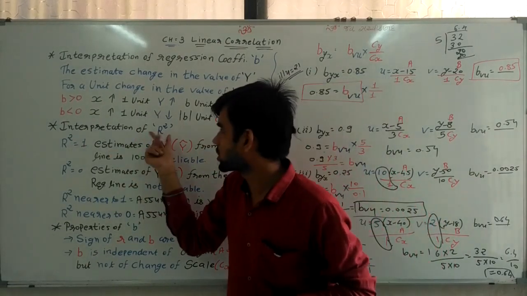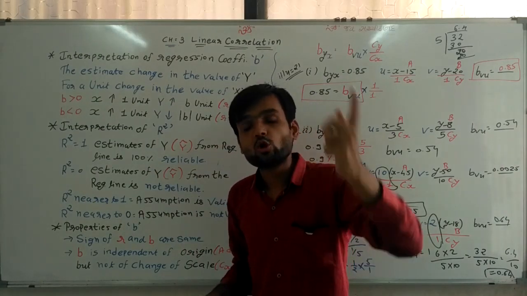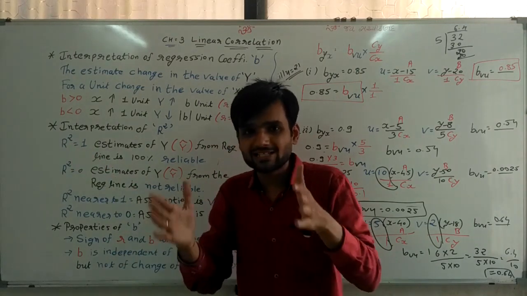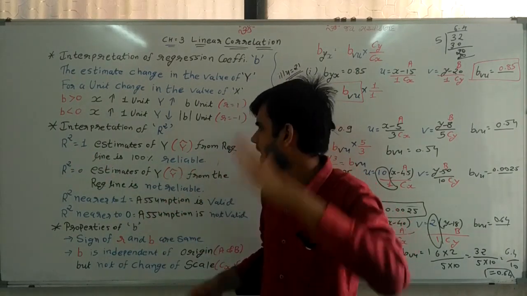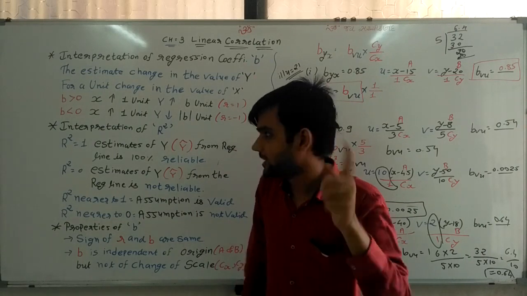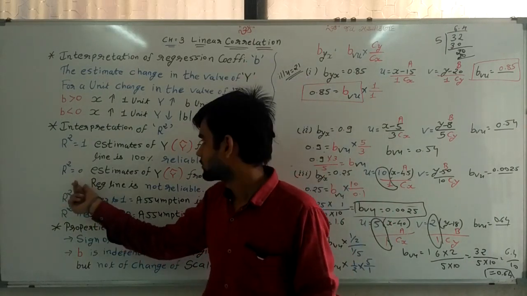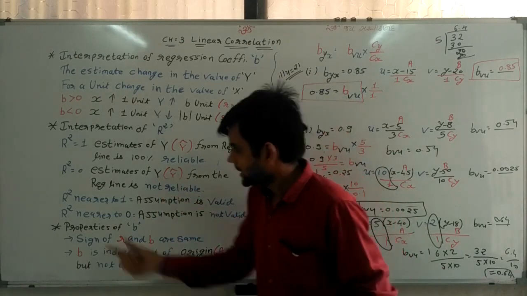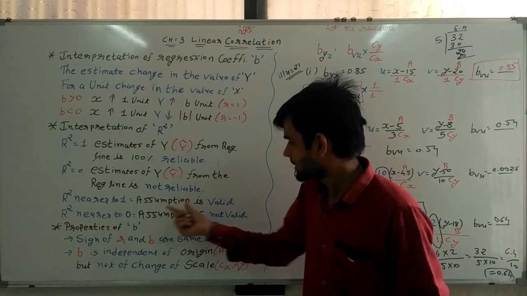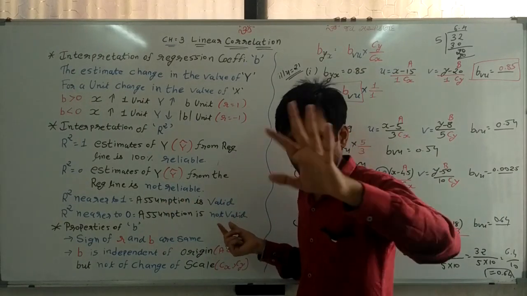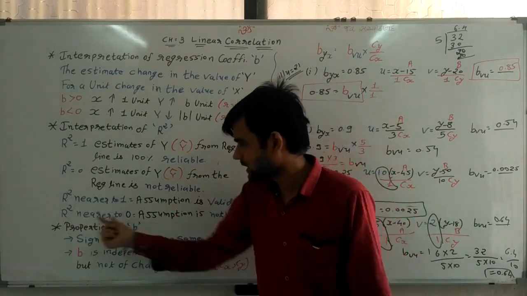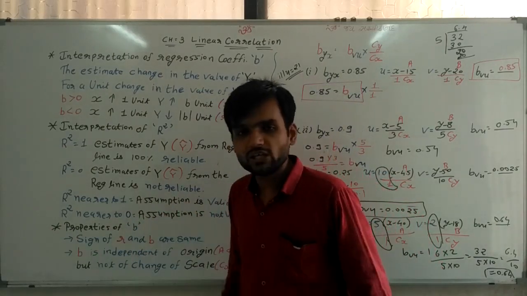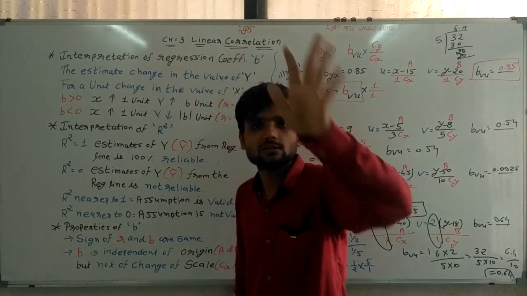Now, interpretation of R square. R square means coefficient of determination. If R square is equal to 1, then estimation Y cap value is 100% reliable. If R square is equal to 0, value of Y cap is not reliable at all. If R square is nearer to 1, assumption is valid. Not 100% but valid. R square nearer to 0, assumption is not valid. Property of B: sign of R and B always same.